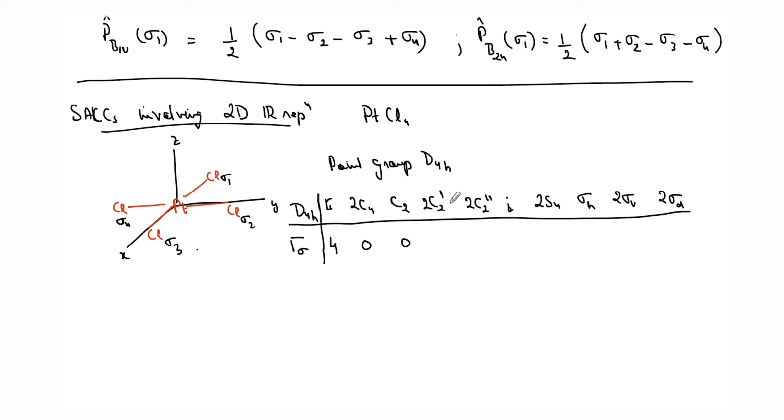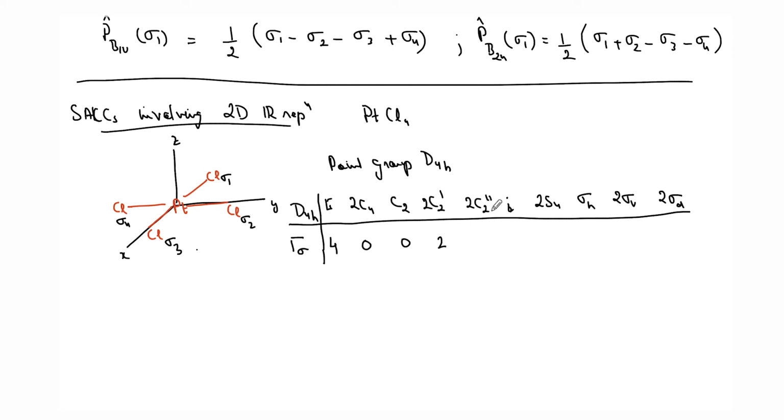So 2C2 prime. Now this C2 prime is one along the x-axis and one along the y-axis. So in one of the C2 primes, at least 2 chloride atoms will not move. That means it is going to contribute 2 towards the trace, or character. Right? For the other C2 prime also, it is going to be 2. So the trace is going to be 2 for both of them. The matrix will be different for the 2 C2 primes.